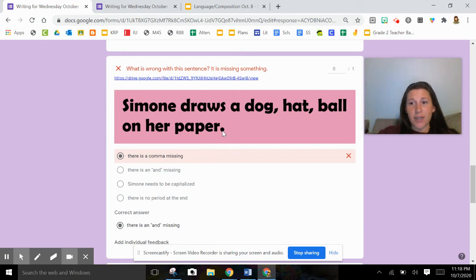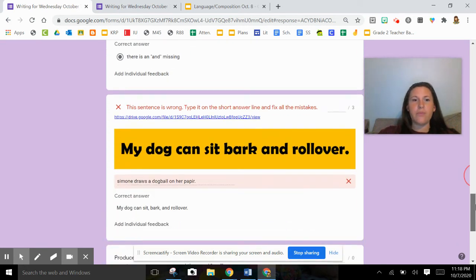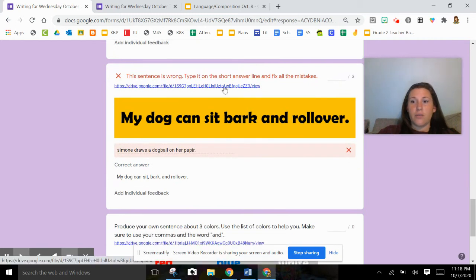Yes, there is. It's right there. Right there. Yeah. Simone needs to be capitalized. We already said that one wasn't it, so definitely our "and" is missing. This sentence is wrong. So I don't even tell you whether it's wrong or not. I tell you it's wrong. The sentence is not right.